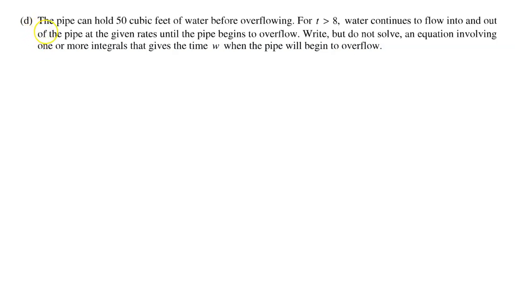Part D. The pipe can hold 50 cubic feet of water before overflowing. For t greater than 8, water continues to flow into and out of the pipe at the given rates until the pipe begins to overflow. Write, but do not solve, an equation involving one or more integrals that gives the time w when the pipe will begin to overflow.